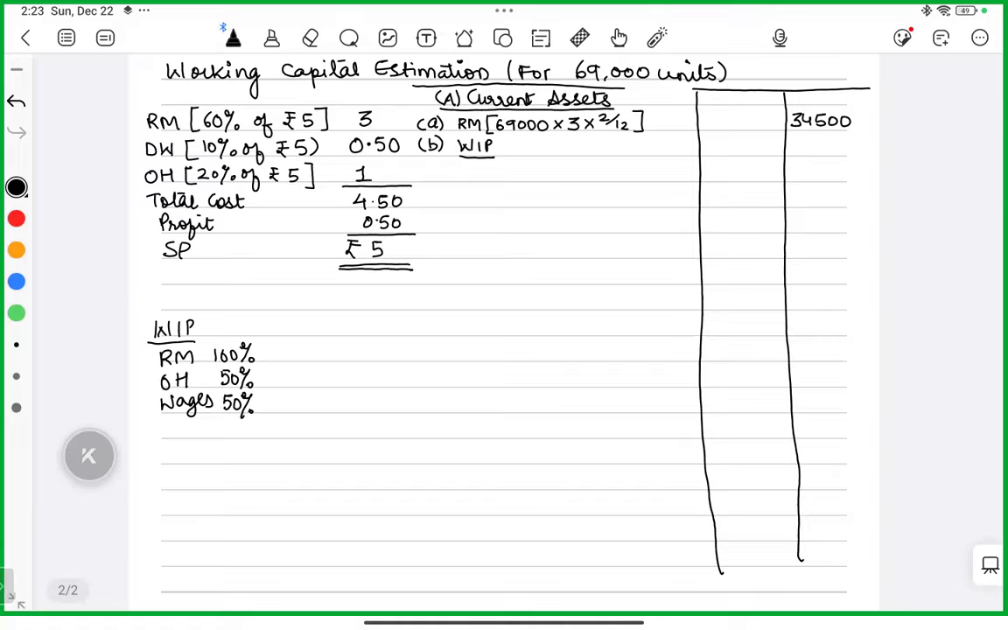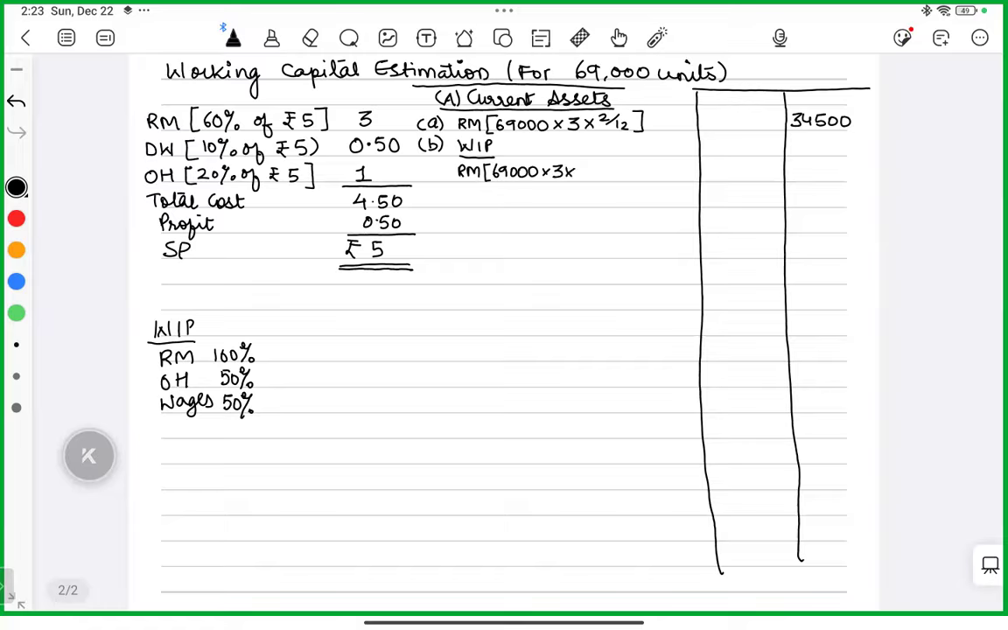Now, how do we find out value of this work in progress? So work in progress will be raw material, 69,000 units. Raw material cost is 3 per unit.